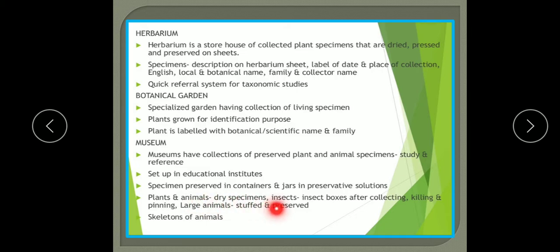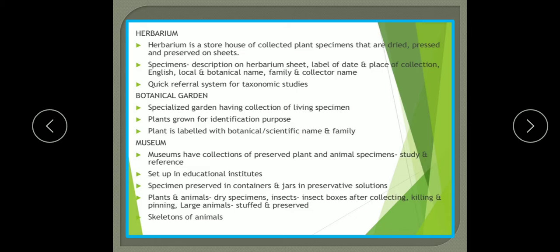For dry specimens of insects, insect boxes are used after collection and killing, and pinning is done. Large animals are stuffed and then preserved. So stuffed specimens of tigers and birds we see in these museums, and skeletons of the animals are also preserved in order to study their skeletal system.